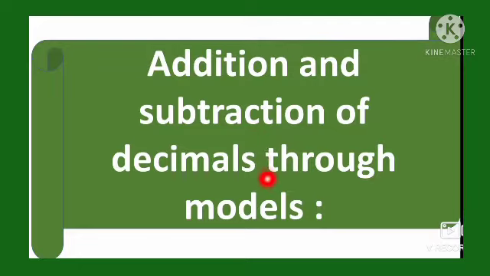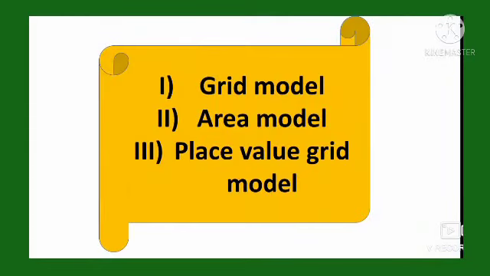Addition and subtraction of decimals through models. Decimal grid or area models can be used to understand the process of addition and subtraction using decimal numbers. Children, to add or subtract the decimals, we are using 3 types of models. They are grid model, area model, and place value grid model. Now let us see one by one.